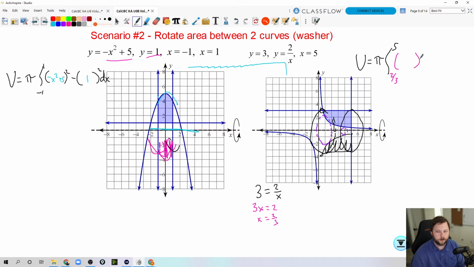Now it's going to be the outer squared minus the inner squared, dx. So our outer is whatever function is farther away from this axis. That's going to be this line. Like what's farther away right here? It's this line, and that line is 3. And that means this thing is going to be the inner, so it's 2 over x. And there's my setup for my equation. All right, so it's whatever outer minus inner, farther away.